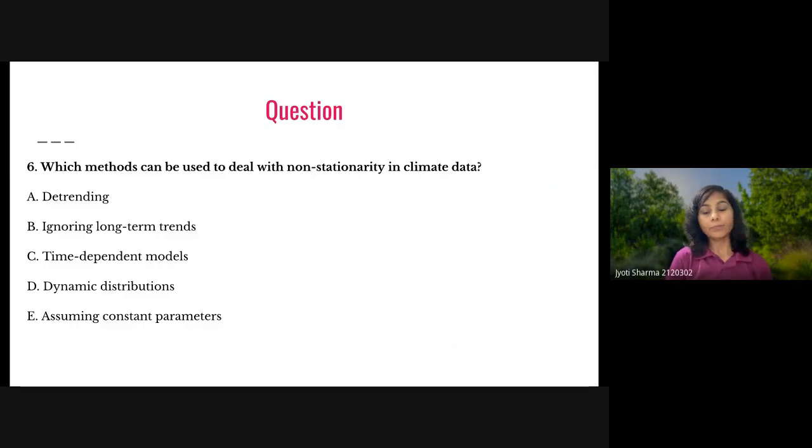Okay. The next question is, which methods can be used to deal with non-stationarity in climate data? One I told you, you can tell me more. Detrending, ignoring long-term trends, time-dependent models, dynamic distributions, assuming constant parameters.